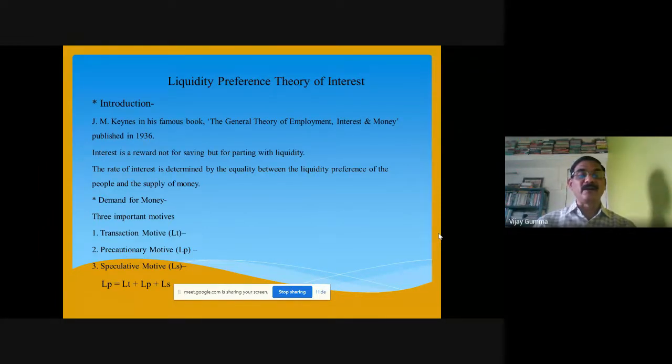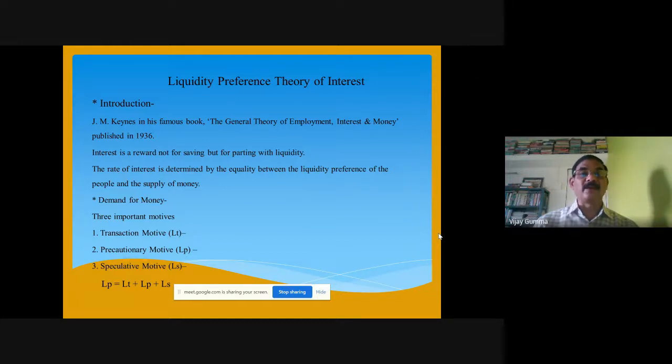But according to John Maynard Keynes, the equilibrium rate of interest is determined by the liquidity preference of the people. According to Keynes, interest is a purely monetary phenomenon. Interest is the payment for the use of money. Interest is the price of cash, and cash is liquid money.